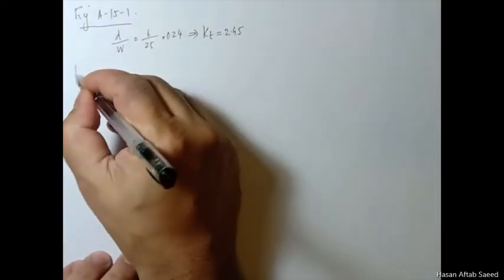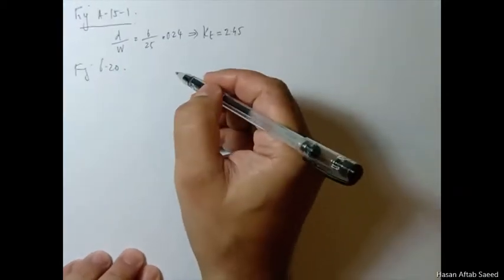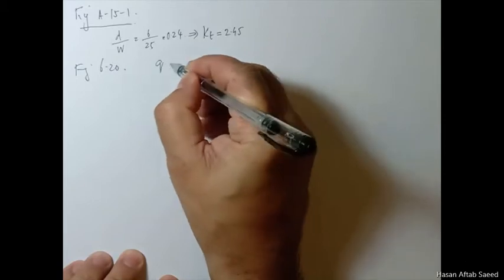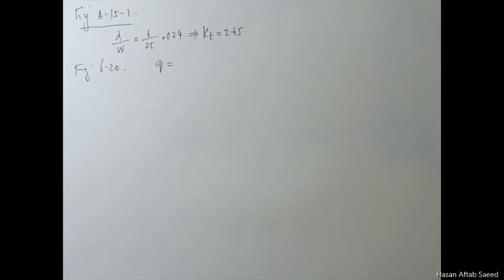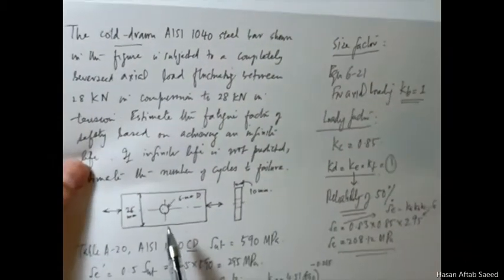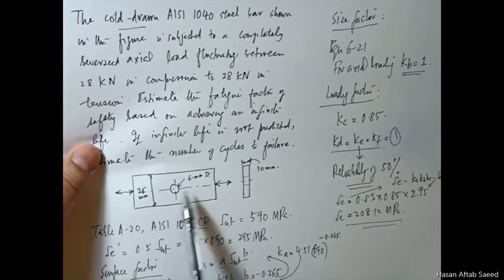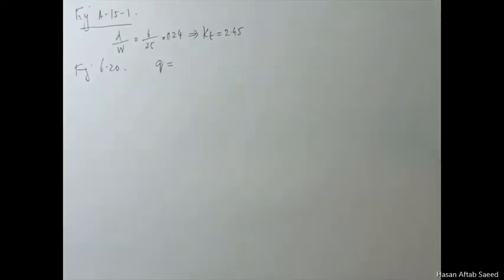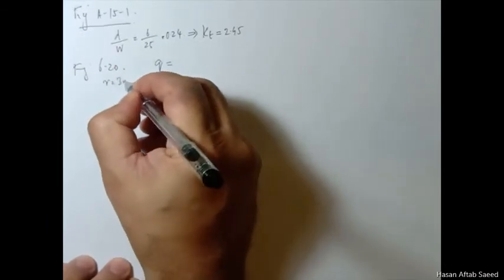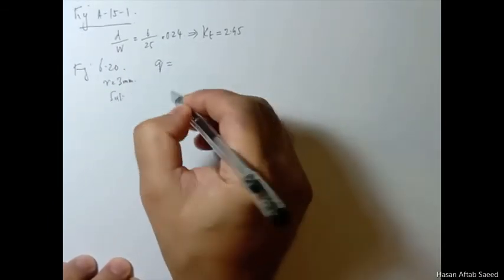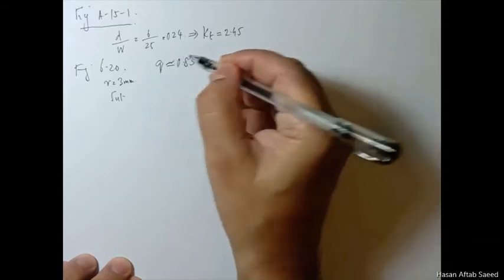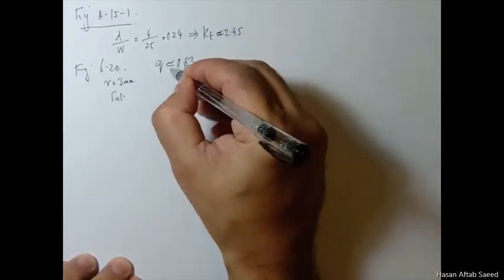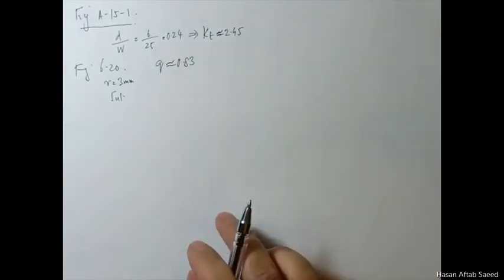Now from figure 6.20 of your textbook, again you read the notch sensitivity. Again, this notch sensitivity is a function of the material. We know the material, the ultimate tensile strength of the material, and also the size of the discontinuity. Here the size of the discontinuity is a 6 millimeter diameter, so the radius is 3 millimeter. And the yield strength of this material, you read the notch sensitivity, and you cannot read it very accurately, but roughly you get this value.